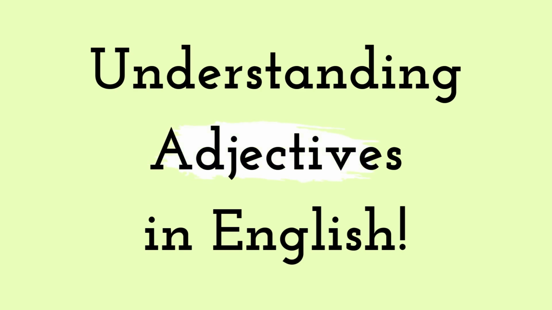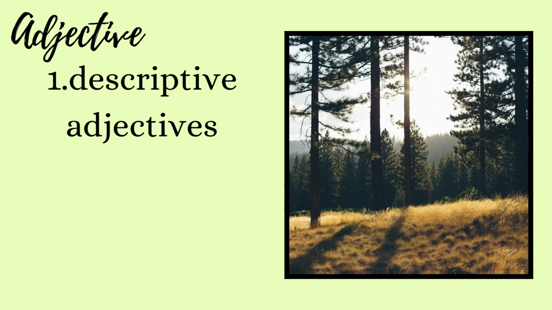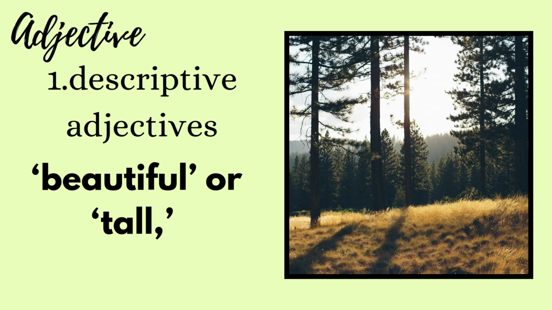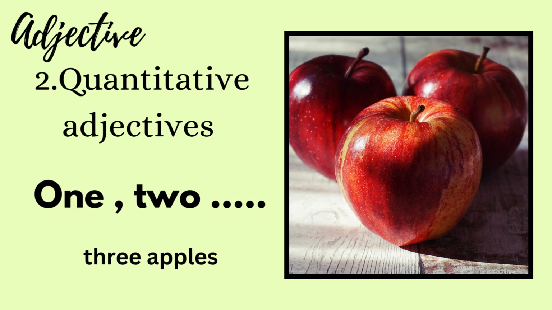Next are adjectives, which add detail and describe nouns, but adjectives also have different types. We use descriptive adjectives like beautiful or tall to give more information about a noun. For example, in a beautiful day, beautiful is an adjective. Quantitative adjectives tell us about quantity. For instance, in 3 apples, the adjective 3 gives us a number.